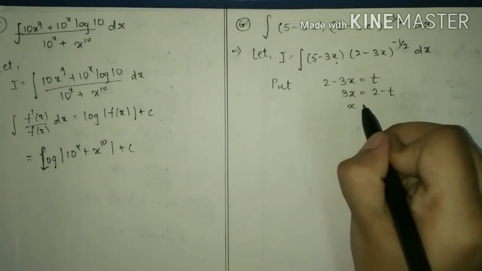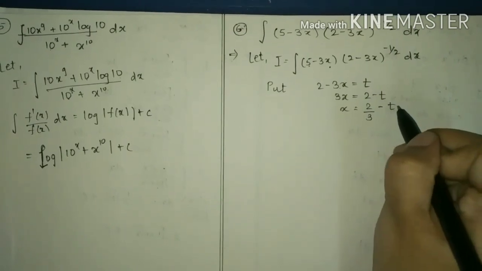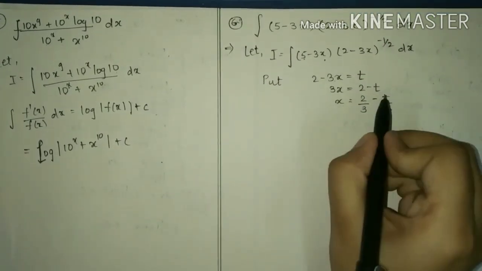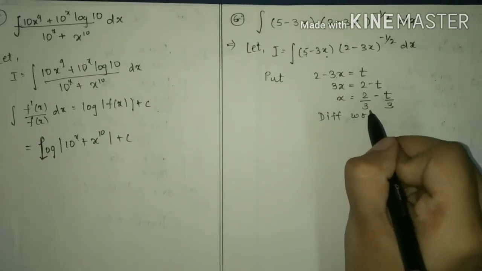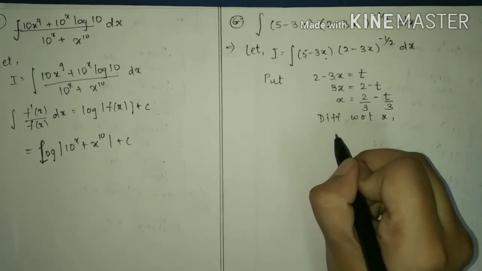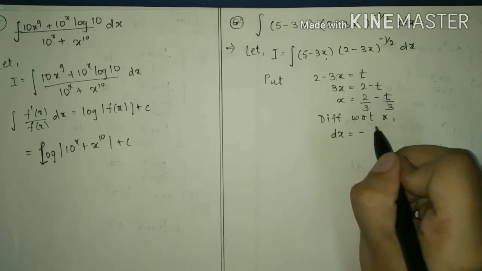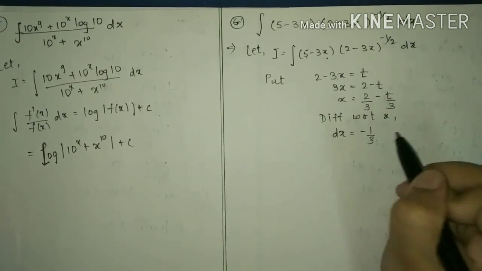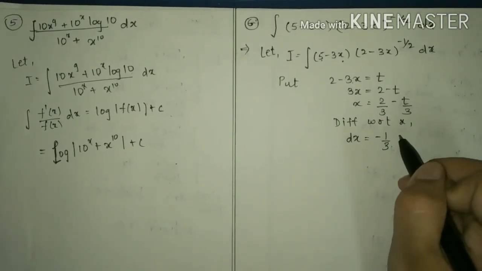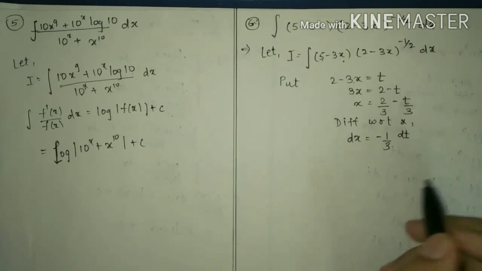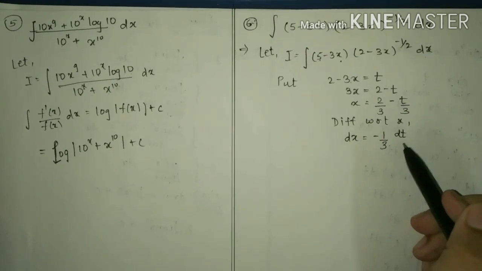Further, we need the value of x because we have to differentiate it also. So x is 2 by 3 minus t by 3 when we take this 3 in the denominator. Differentiating this with respect to x, we get dx equal to, differentiation of a constant is 0, so we will not consider it, and this minus sign, so minus 1 by 3 constant, and differentiation of t is 1, but here it's with respect to x, so we have to write it as dt. So dx equal to minus 1 by 3 dt. So we have to substitute this dx as minus 1 by 3 dt.